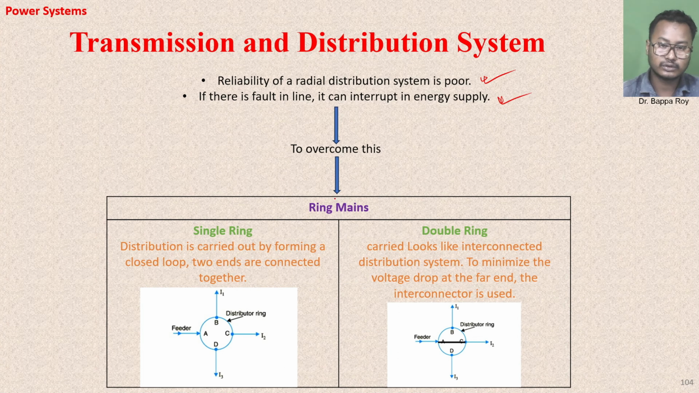So to overcome this, there are two types: single ring and double ring. Single ring, from the figure you can see, distribution is carried out by forming a closed loop. Two ends are connected together. Those feeder lines are coming out from the substations, they are internally connected, and the connection is ring type, single ring type. You can see here.